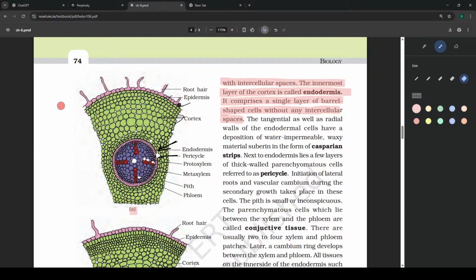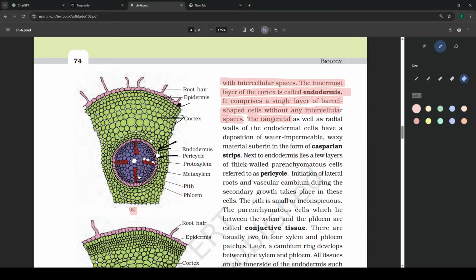Okay, basically, epiblema is the outermost layer. Instead of calling it epidermis, they call it epiblema here. And there are root hairs, unicellular. Then after that, we have cortex. Cortex is parenchymatous cells, which have a large number of intercellular spaces. Then the innermost layer of the cortex is called the endodermis. Endodermis is made up of barrel-shaped cells. There are no intercellular spaces in case of endodermis.